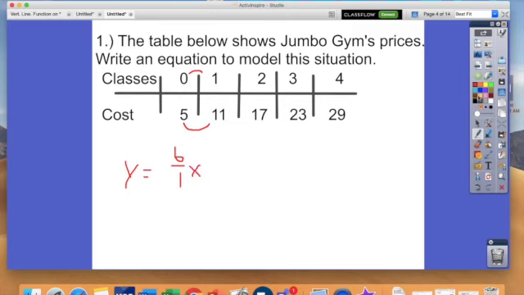So that's x. And then what's my slope? Remember, it's nice for me to use the one that has 0. What's my y-intercept? Where does it start? It costs $5. Okay, so there's my equation. Y equals, we're going to simplify, 6x plus 5. And there's my equation from that table.